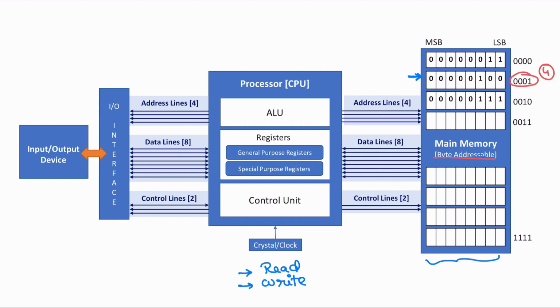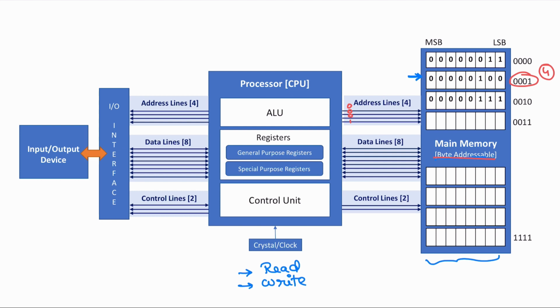Now if CPU wants to read this value that is present on the second cell, what will it do? It will send this address 0001 on the address line. It will send this 0001 to main memory via address bus.